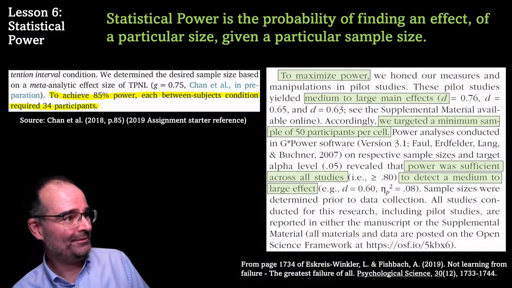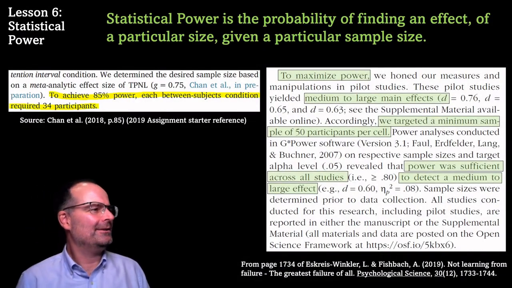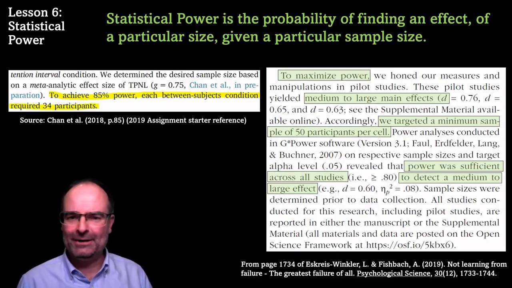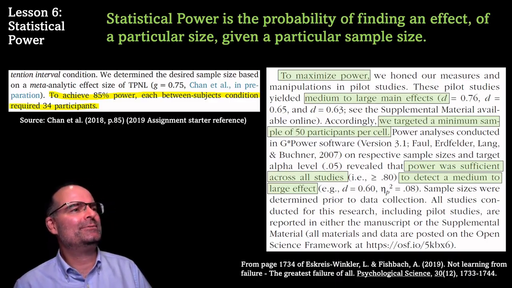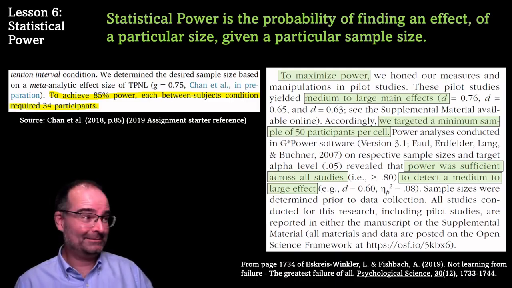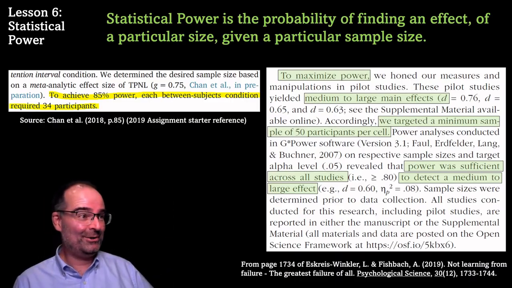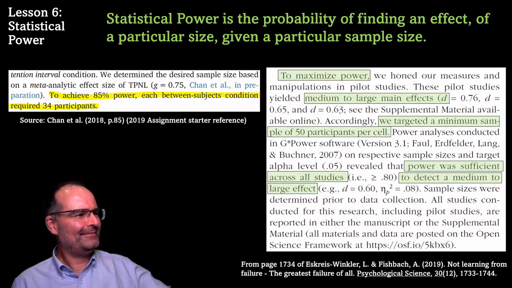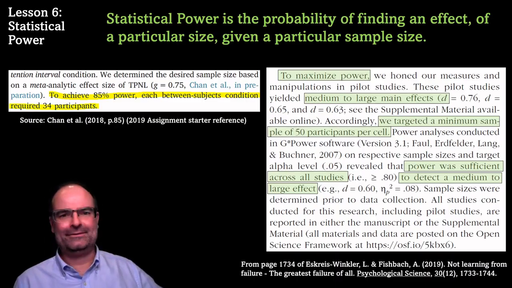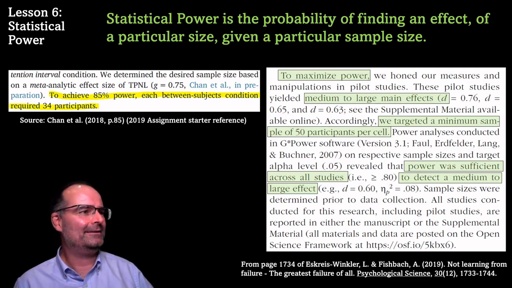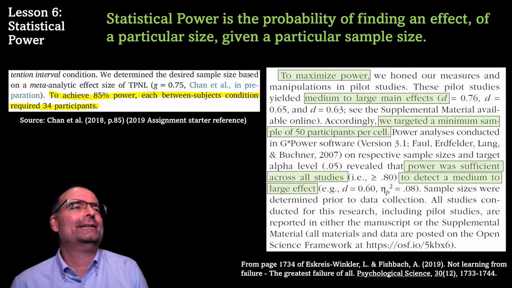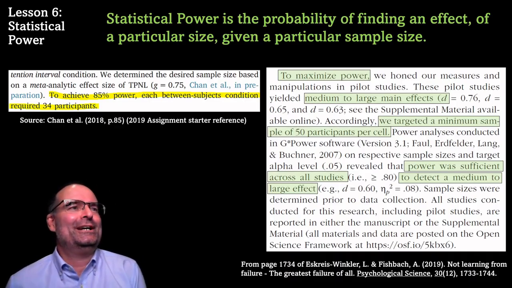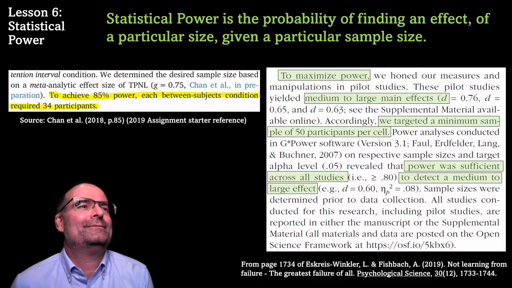Here's some real examples from real research papers. You can see here Chan on the left has written, to achieve 85% power, 85% chance of rejecting a null hypothesis that's false, each between subjects condition required 34 participants. Chan hasn't revealed his working there, but he's used software to find that out, and he's put that into his publication. Chan, yes, I know Chan. Chan was a reviewer on a paper I was involved with.